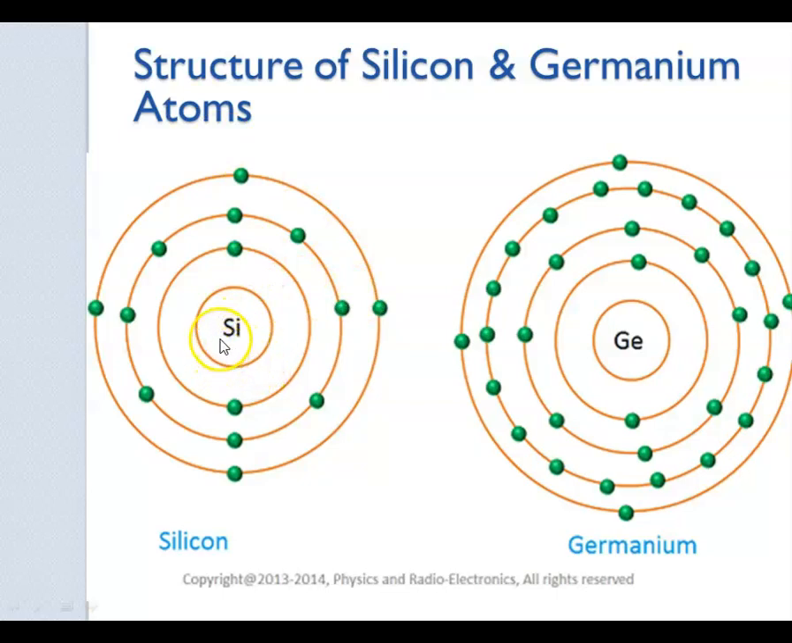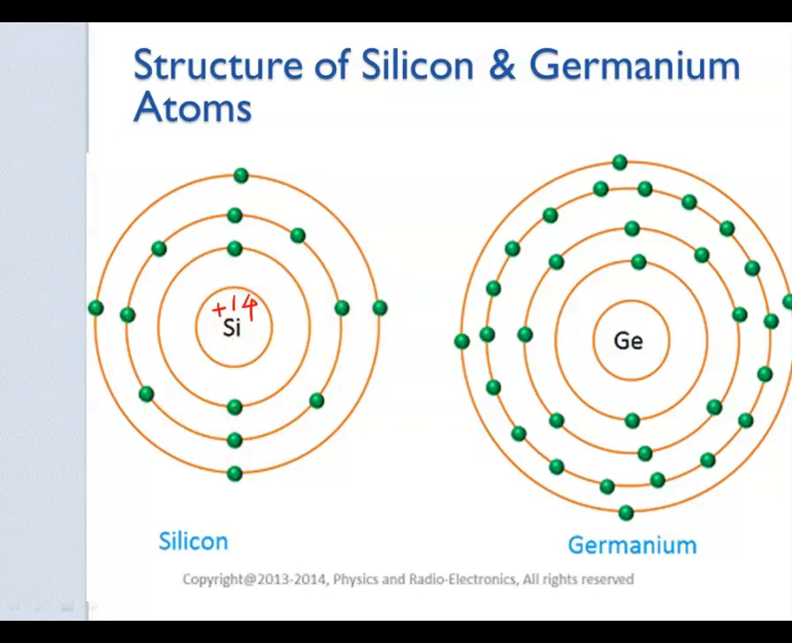The silicon atom consists of 14 protons. So there are 14 protons and 14 neutrons inside the nucleus and 14 electrons revolving around the nucleus. These 14 electrons are distributed among the different shells. The first shell contains these 2 electrons and the second shell contains these 8 electrons, while the third shell, called the valence shell, contains 4 electrons. 1, 2, 3, 4. These are the 4 electrons.